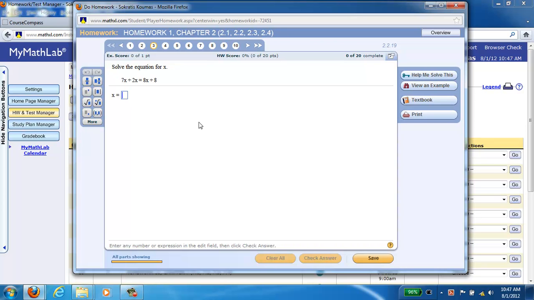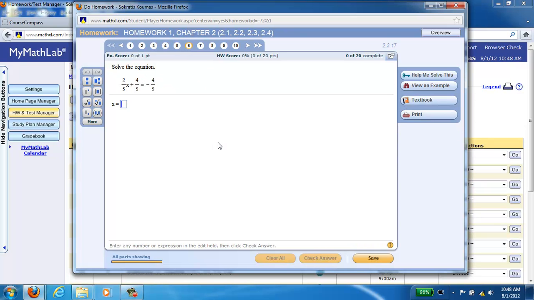Problem number 3, it is a linear equation. Bring all the x's on the left side, the numbers on the right side, and solve for x. Problem number 4 is easy, same as before. And the same thing for number 5. However, first get rid of the parentheses.